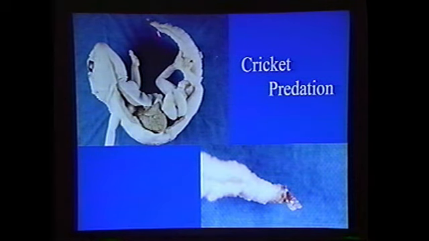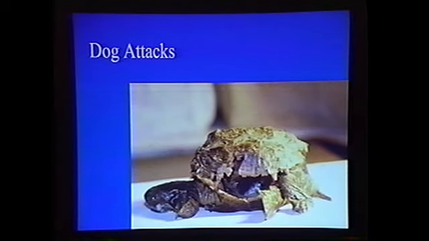This is cricket predation in a gecko. Note the tip of the tail has been gnawed off by crickets that were placed in the exhibit as a food source for the gecko. This gecko also had hepatic lipidosis. Dog attacks are common in chelonians in particular that are kept in yards, or dog attacks that occur in wild populations. Note the fractures in the shell associated with a dog attack in this turtle.